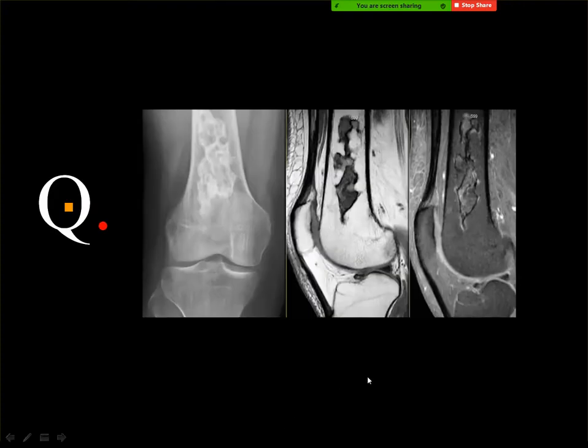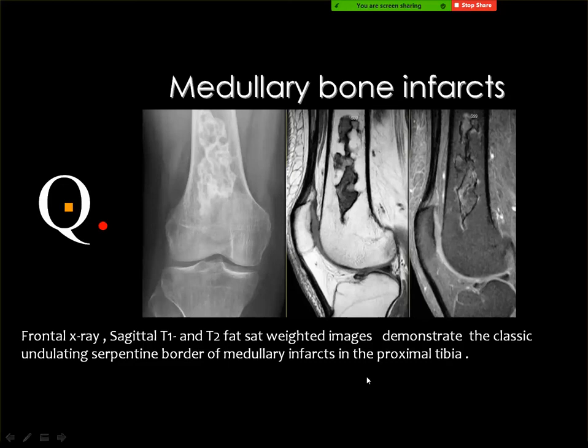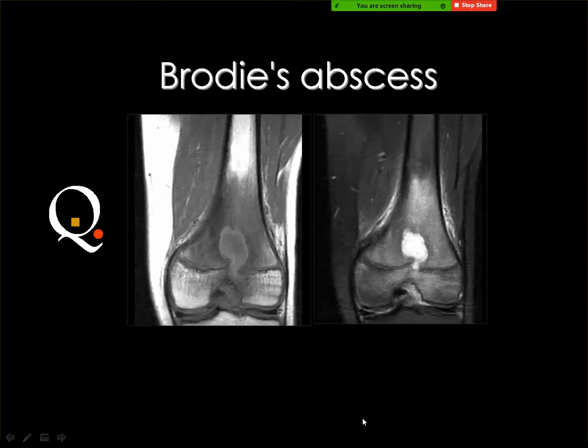Bone infarction. Okay. Yes, and this is medullary bone infarction, which is a spot diagnosis, but actually many can mistake this for a neoplasm, but you remember the Chinese figures.